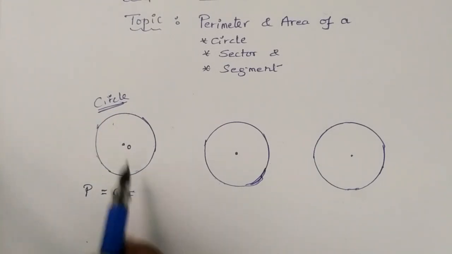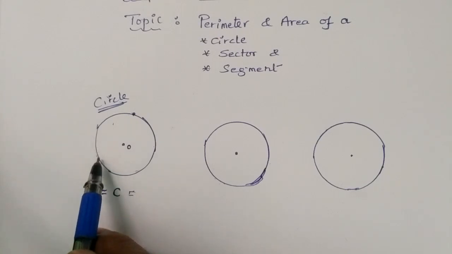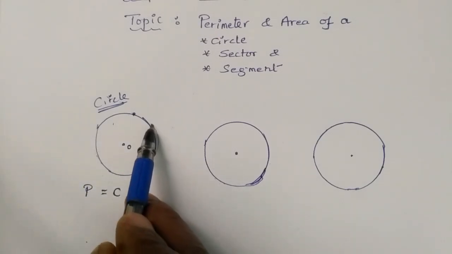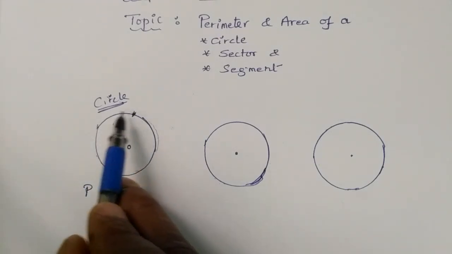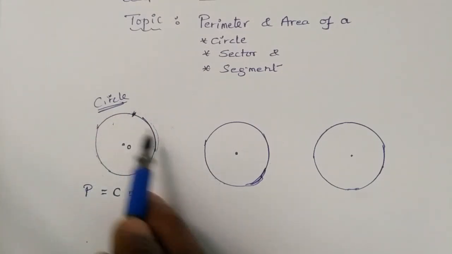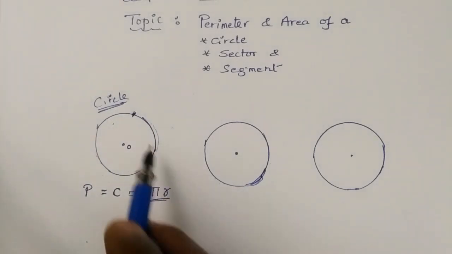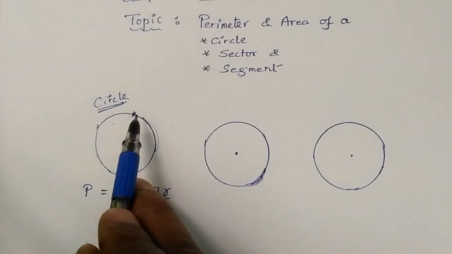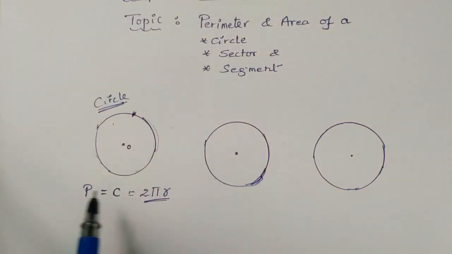So first, what is the circumference of the circle? The circumference is one full rotation. When you start your journey from here and walk along the curved line this way and stop where you started, to reach the same point we have to go one full round. That one full round is called the circumference or perimeter of a circle. We use the formula 2 pi r. The symbol is P or C, capital letter.